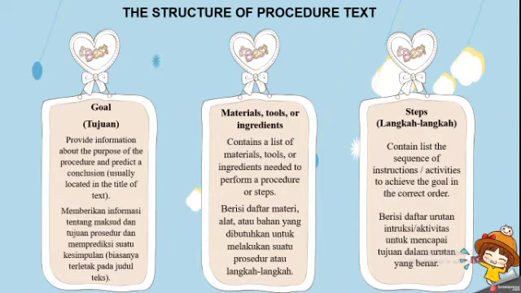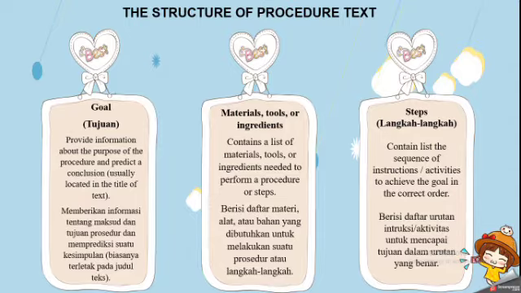The next is the structure of procedure text. The first is goal. The goal provides information about the purpose of the procedure and predict accomplishment. Usually, the goal located in the title of text. Nah, goal ini adalah tujuan, biasanya terdapat pada judul dari teks. Contohnya, how to make a fried rice.